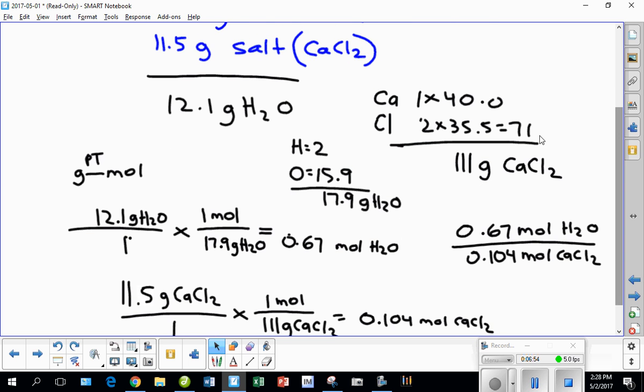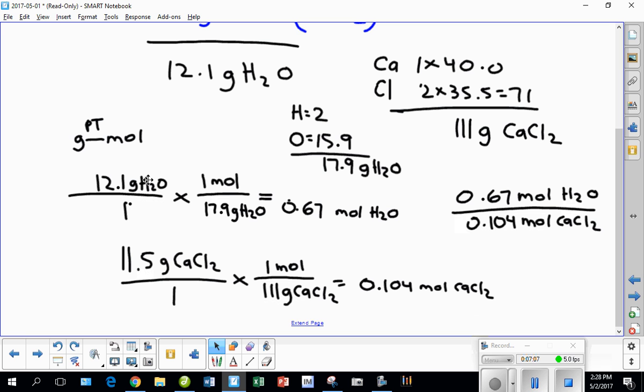Okay? This shows what I call the path right here. The path is telling you where you're starting and where you're going. In both cases, we're going from grams to moles. So this was the water, and this was the dry salt. And we got them into moles, and then this guy over here is the actual final calculation.